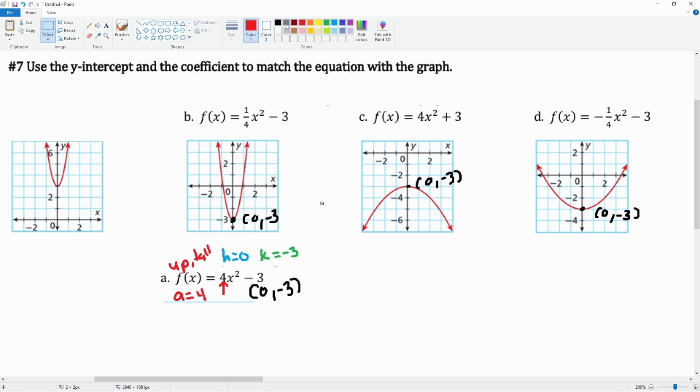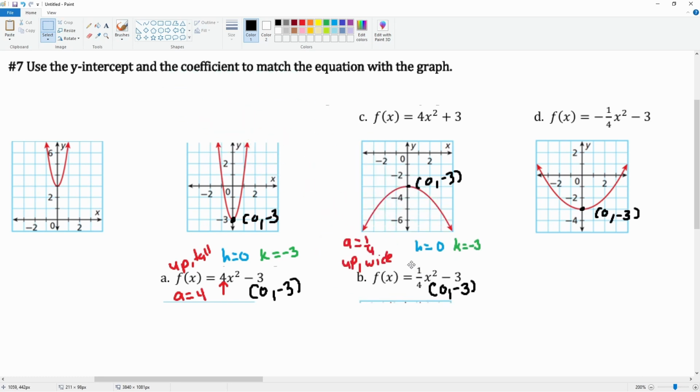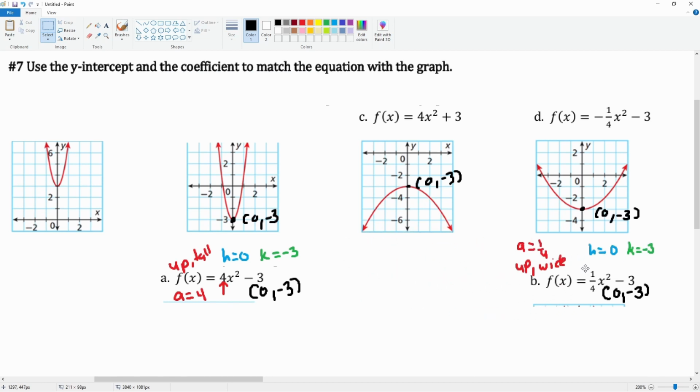The next one, this one looks like a equals 1/4. So this is up and wide. Then we can get the vertex. h is equal to 0, k is equal to -3. The vertex here is the point (0, -3). Which one of those has that trait? Let's see. This one. Up and wide. Which one's up and wide? This one's up and wide.